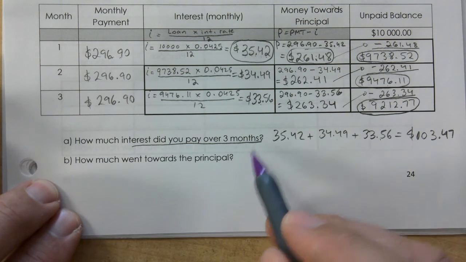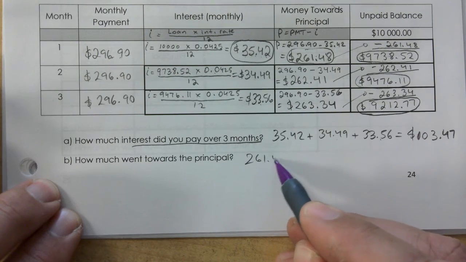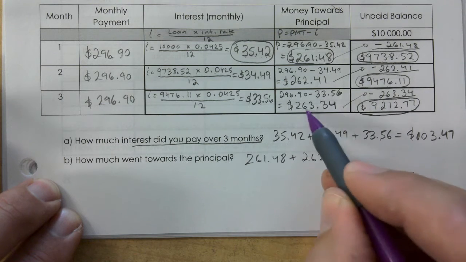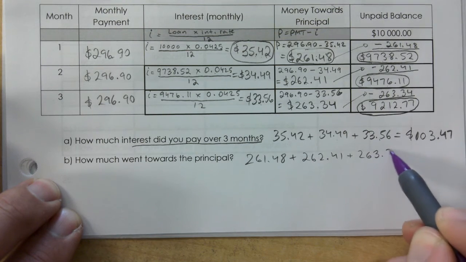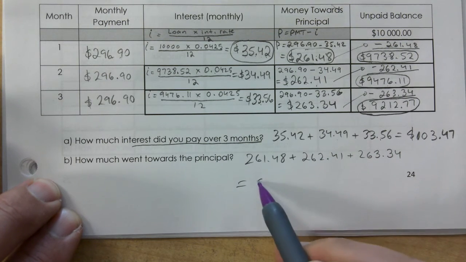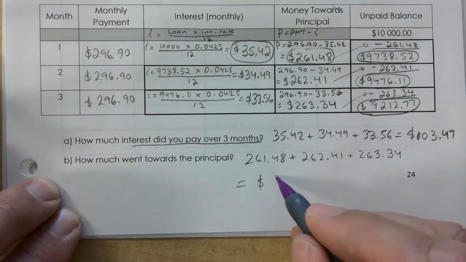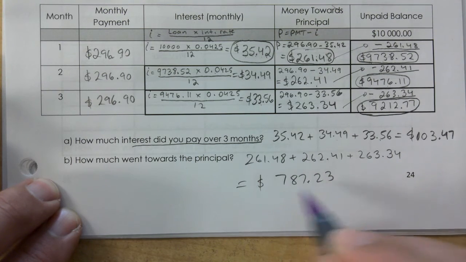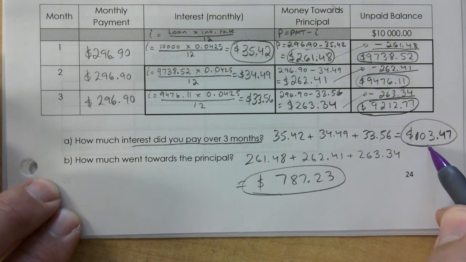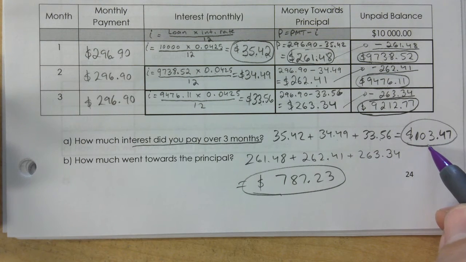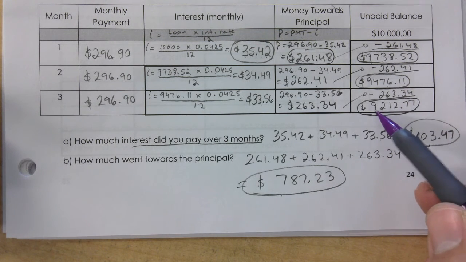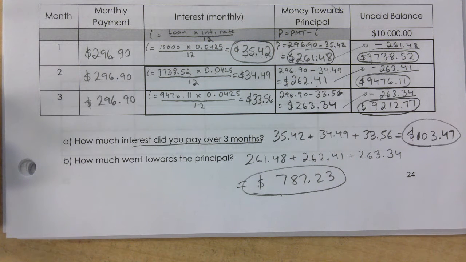How much went towards the principal? 261.48, 262.41, and 263.34. It's these three numbers that I add up to get the principal. I have the answer here, so I'm just going to give you what that is. This is the answer to B. This is the answer to A. How much do you owe after 3 months? It's not here, but I could ask you that. 9,212 and 77 cents.